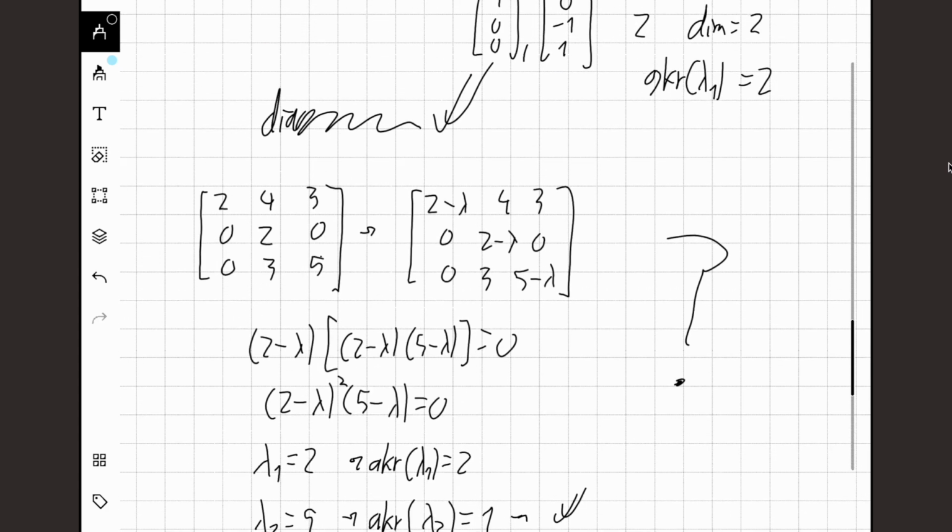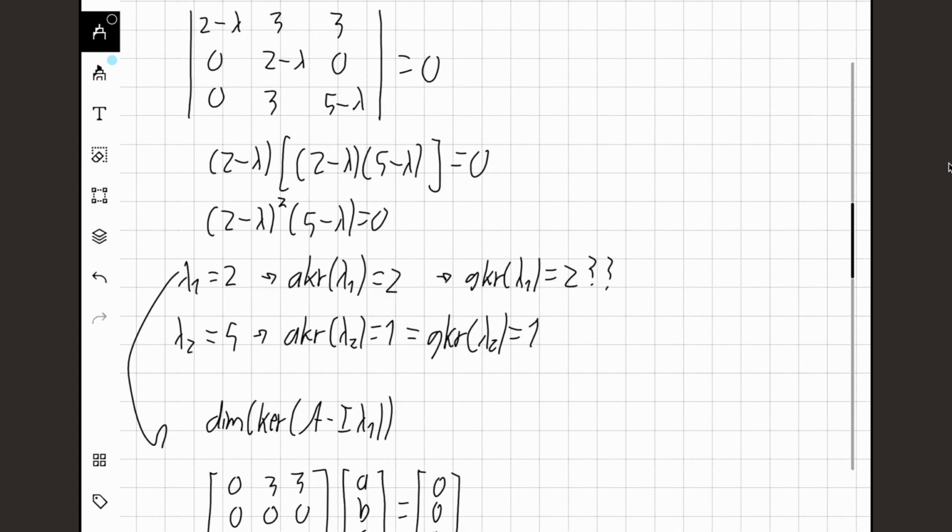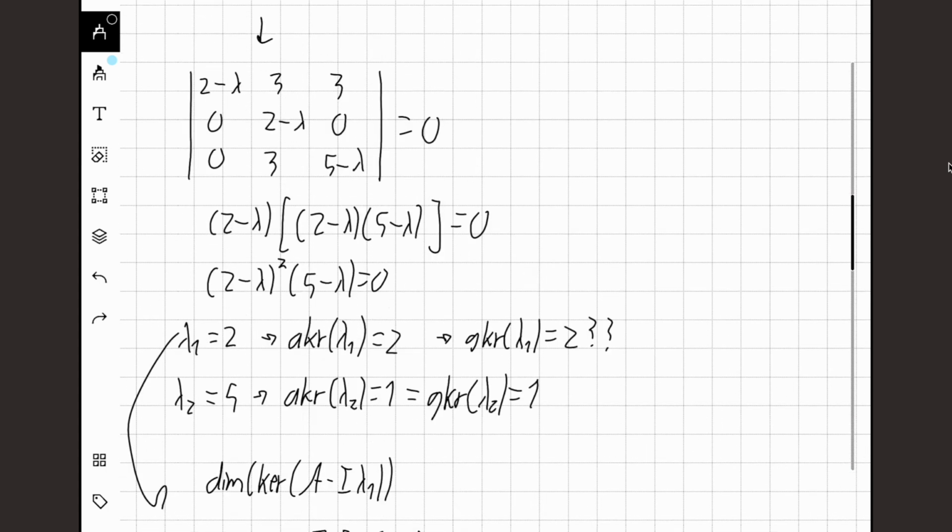Because the geometric multiplicity tells us the number of linearly independent eigenvectors. Okay, that's cool. But what does the algebraic multiplicity tell us? You know, it's the repeated roots of the characteristic polynomial. But what does that mean? What does it actually tell us geometrically? And I'll answer that soon in the next video.